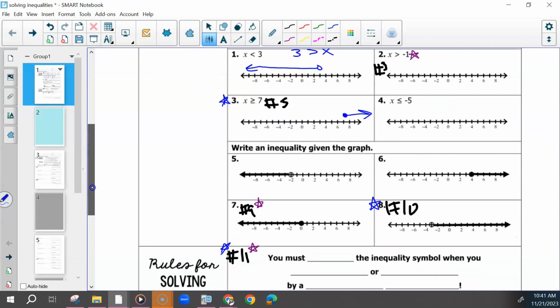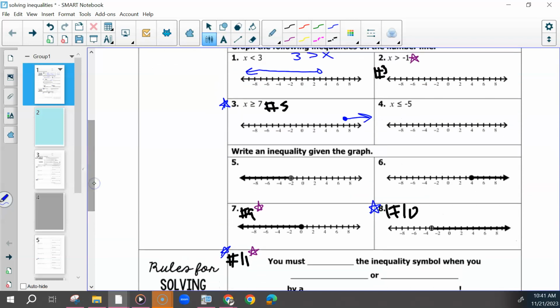Really quickly, then it has the opposite. Now, you're given the graph and you have to write the inequality. So for number 5, it's open, so it has to be strictly less than or strictly greater than. But because it's everything below that, that would be less than, x is less than negative 2. What would 6 be? Closed. Because it's closed, it would be greater than or equal to.